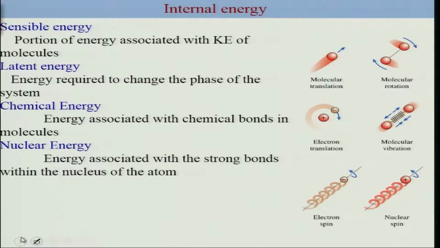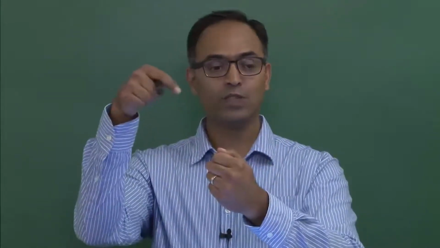Okay, so let's look at internal energy. Internal energy can be divided into many forms. Rather, it comprises many aspects of these energies. So one is sensible energy. Sensible energy is simply associated with the kinetic energy of the molecules. So what is the kinetic energy of the molecule? A molecule can vibrate, can rotate, and can translate. Additionally, the molecule consists of a nucleus and electrons. Electrons can rotate around the nucleus. Electrons can spin around their own axis.